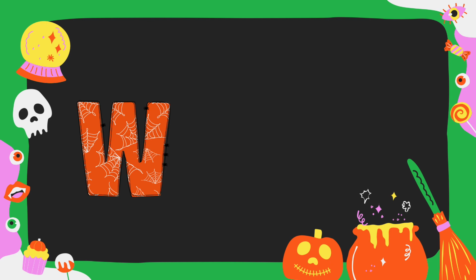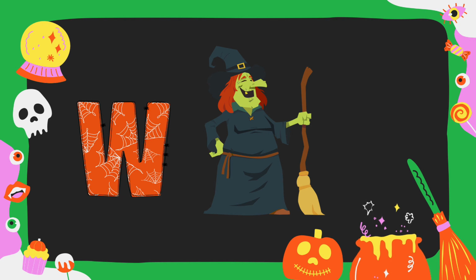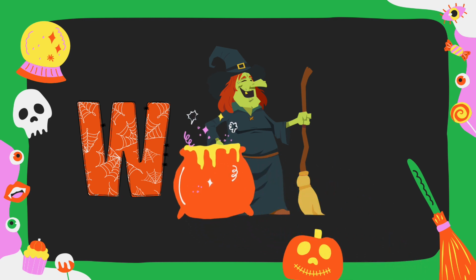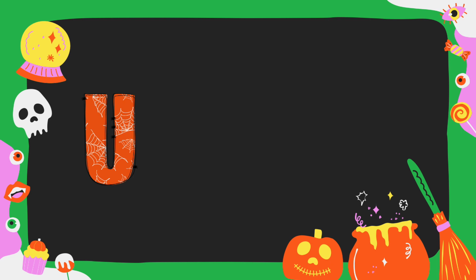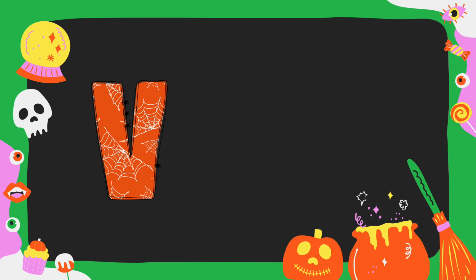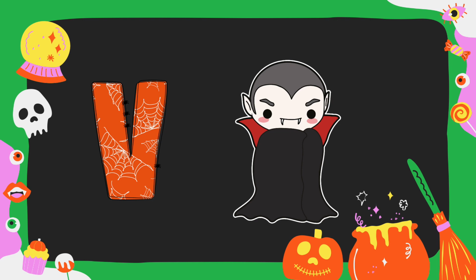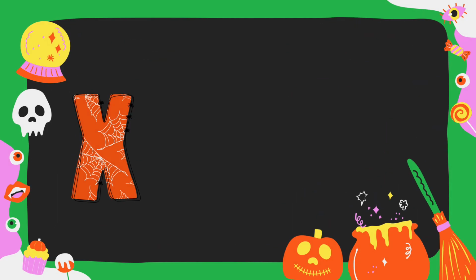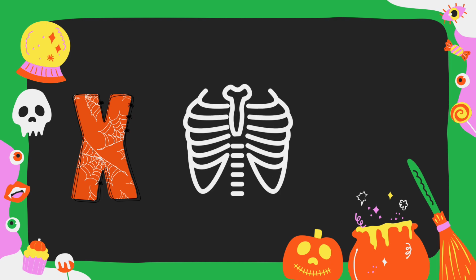W is for witch. U is for ugly. V is for vampire. X is for X-ray.